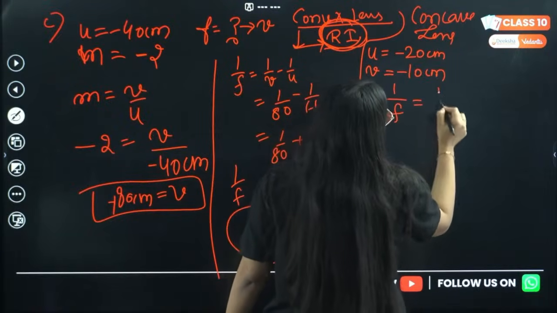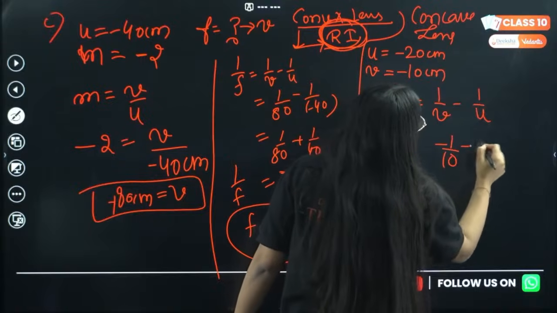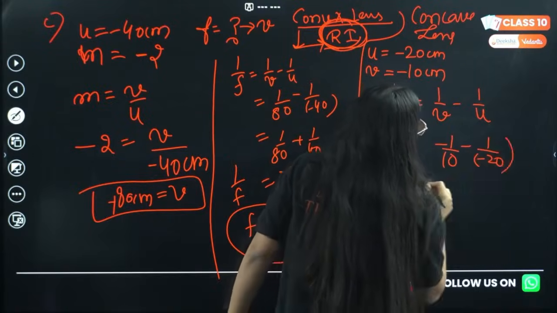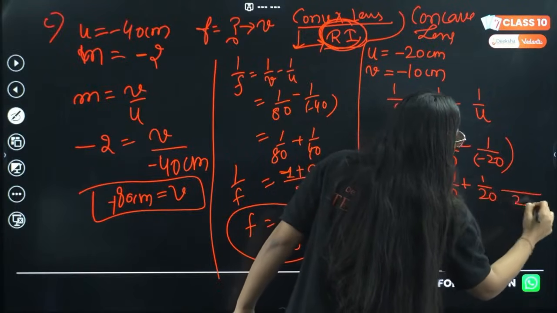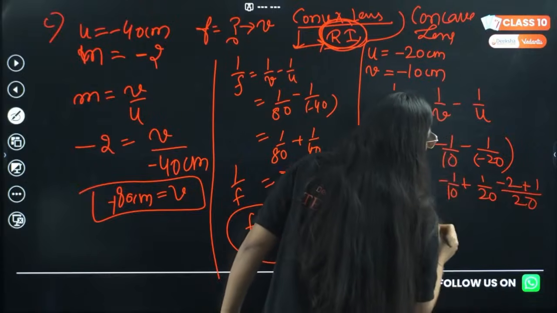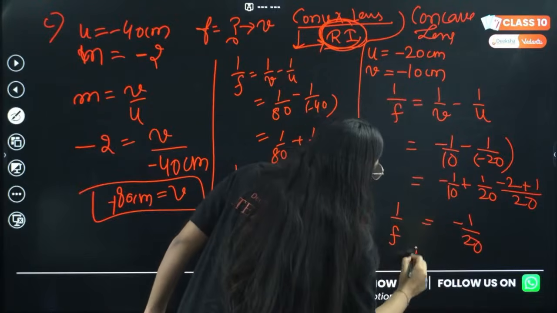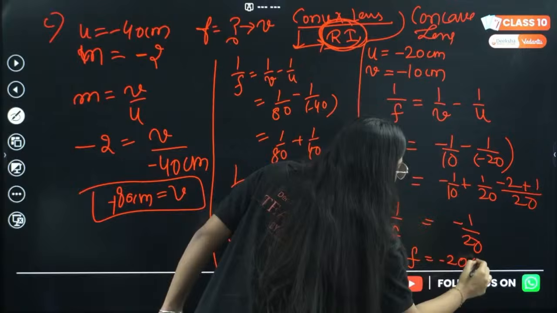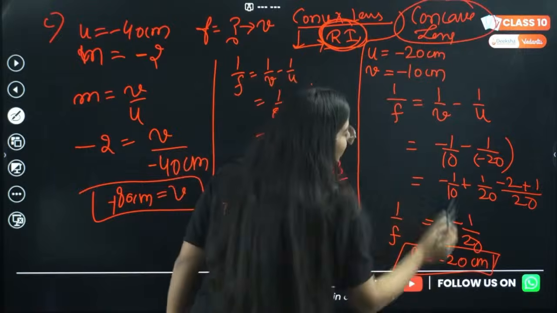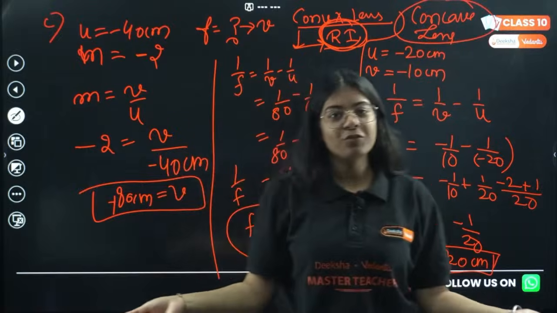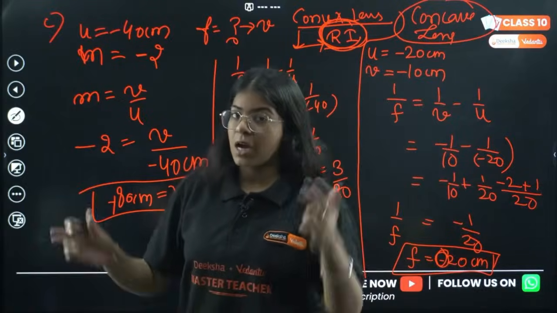This will be 1 by V minus 1 by U. It will be minus 1 by 10 minus of minus 20, and this will be minus 1 by 10 plus 1 by 20, which will be minus 2 plus 1, and it will be minus 1 by 20, which is my 1 by F. So F will be minus 20 centimeter. And we know the focal length of a concave lens is always negative. Hence proved that our answer is correct. And we also rechecked it using the signs and the concave lens and our knowledge.